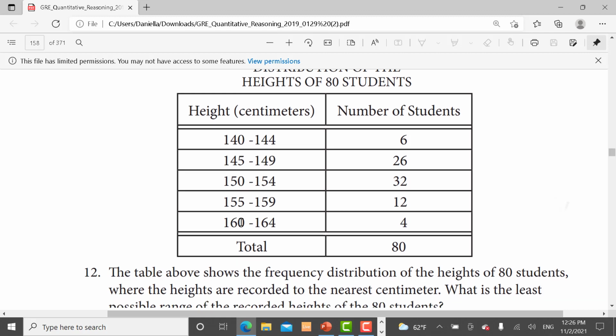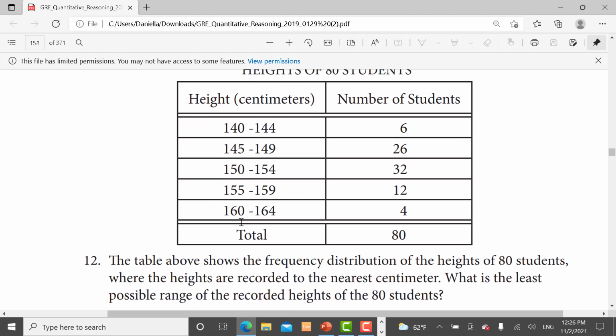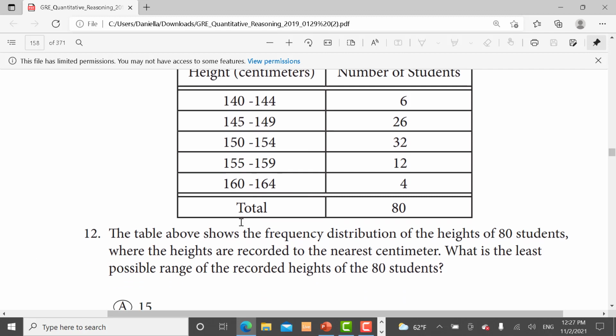In order to interpret the table, we can see that there are 6 students with heights between 140 and 144, and 26 students with heights from 145 to 149 centimeters. The question says the table above shows the frequency distribution of the heights of 80 students, where the heights are recorded to the nearest centimeter. What is the least possible range of the recorded heights of the 80 students?